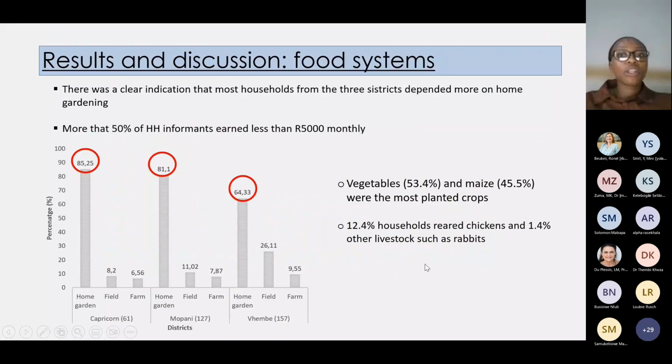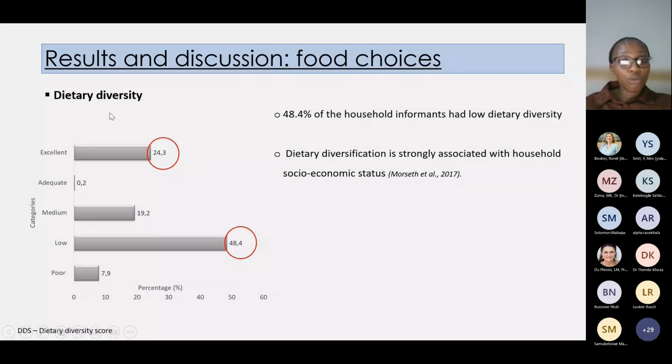Coming to the food systems, there was a clear indication that most households from the 3 districts depended more on home gardens. And dietary diversity of most of the household informants was low. As Professor Mbenyane had mentioned, many studies conducted within the chair revealed that the dietary diversity of many household informants was low. In this study, we found that too.